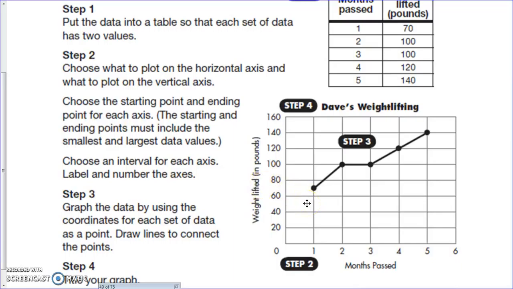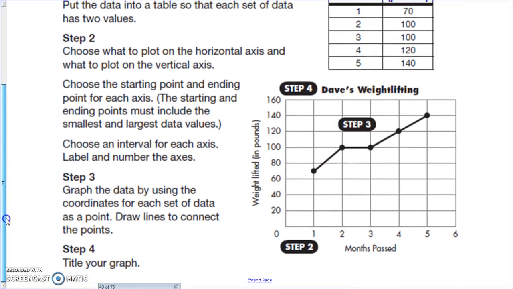And then step 3, graph the data using the coordinates for each set of data as a point. Draw lines to connect the points. You should use a ruler when you're drawing the lines to help keep them straight. So for 1, they went up and they put it at 70 pounds. Then we have 2 and 3 months at 100, 4 is at 120, and 5 is at 140. And they've connected them with nice straight lines. Finally, step 4, title your graph. And up here they gave it the title Dave's Weightlifting.